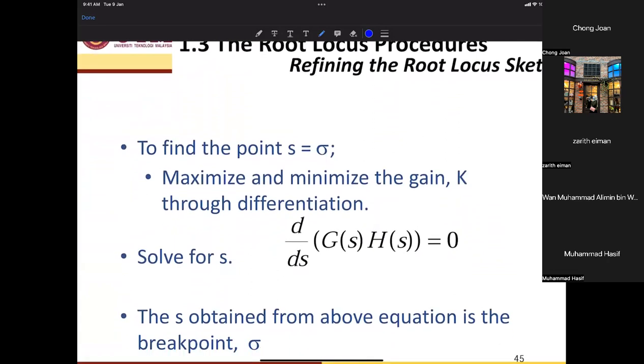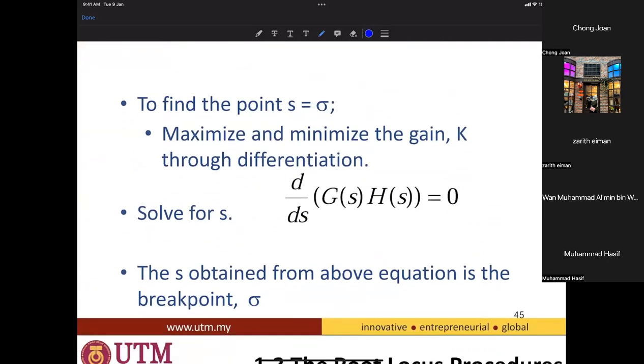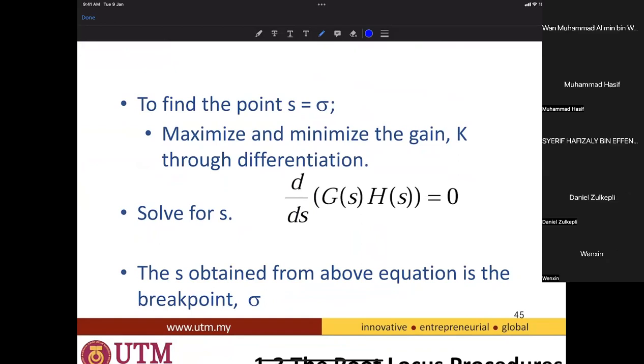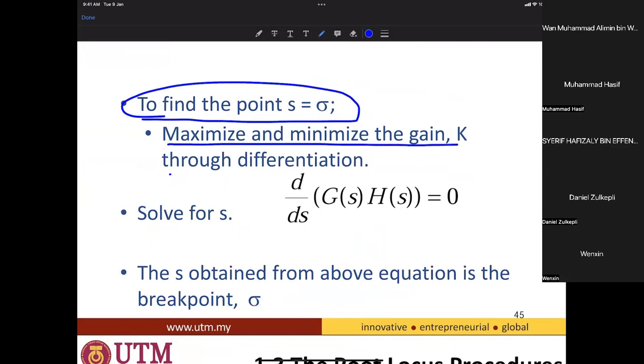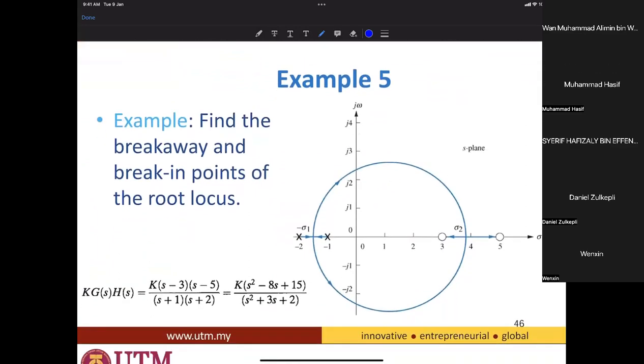Okay. To find the breakaway point and the break-in point by computer is very easy. You use your mouse and you can get the value like in the lecture two days ago. But to prove your observation by calculation, you have to know how to calculate it. To find the break-in point and the breakaway point, we use the maximum and minimum of the gain K through differentiation, meaning that we differentiate the open loop transfer function, set it equal to zero, and then solve for S. Example here.